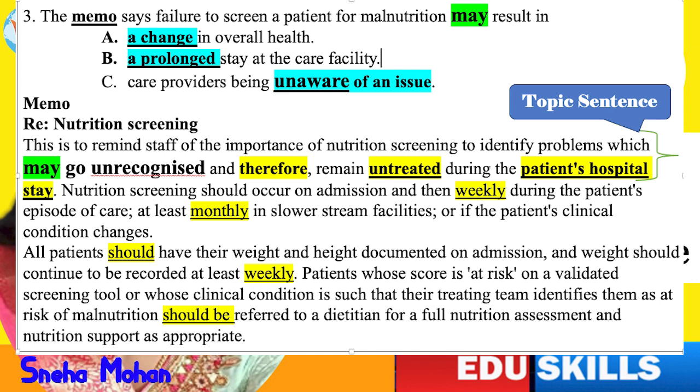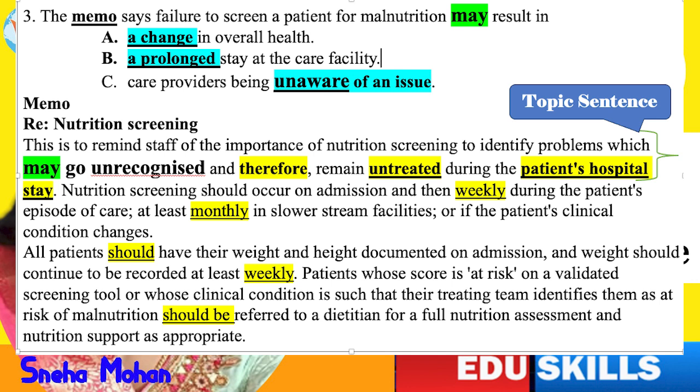So if you read the question and answer option B together, the memo says failure to screen a patient for malnutrition may result in a prolonged stay at the care facility. But if you read the paragraph, nowhere is it mentioned that it may result in a prolonged stay at the care facility. So you can exclude the answer option. We also have to look for the synonyms, synonymous language, and paraphrasing.